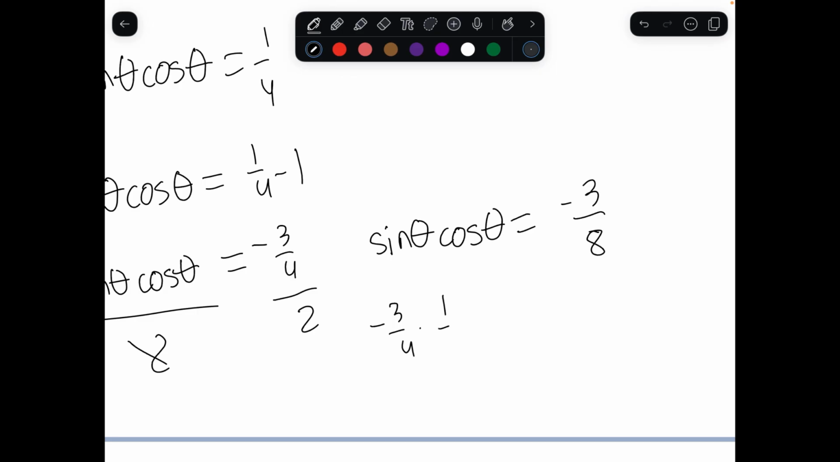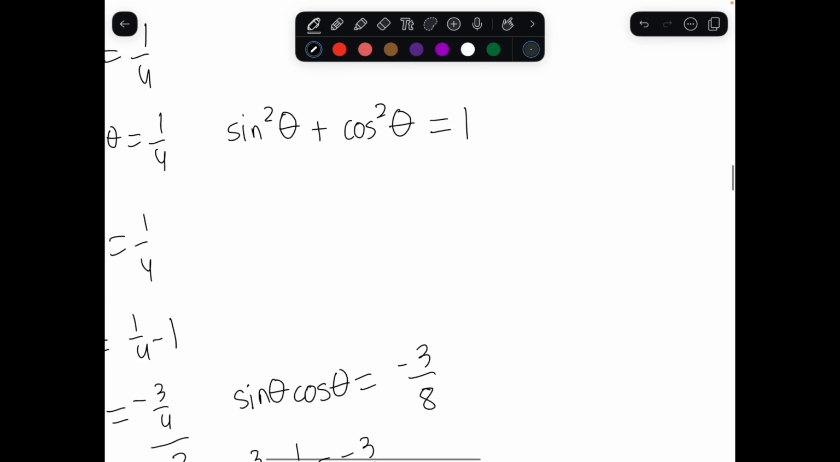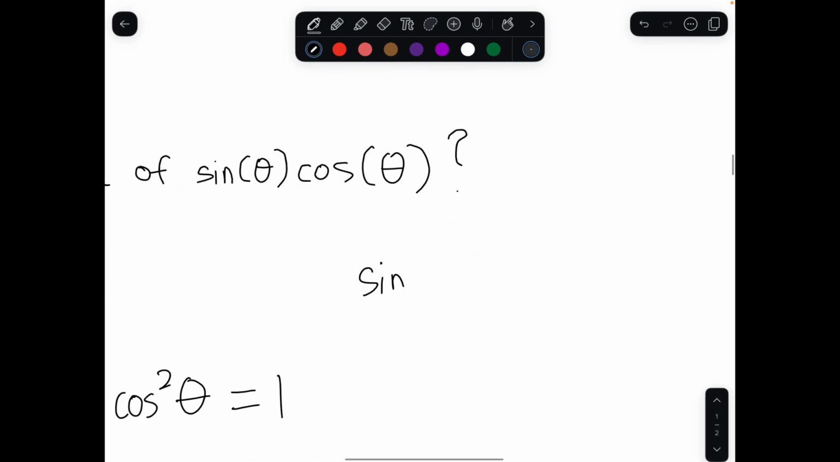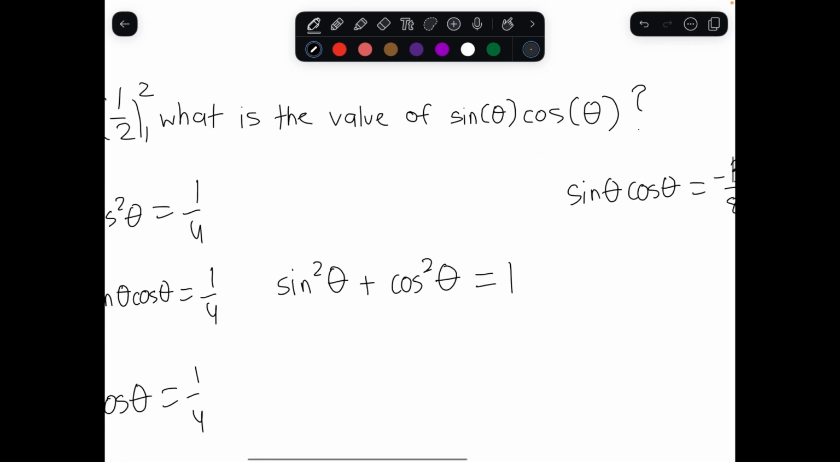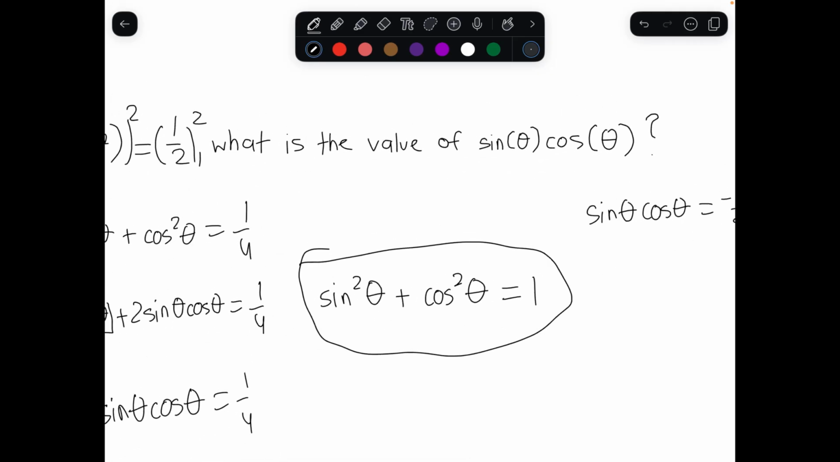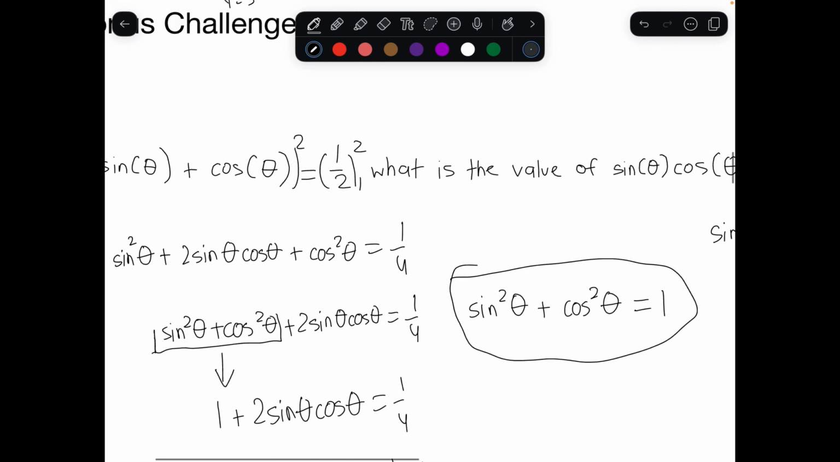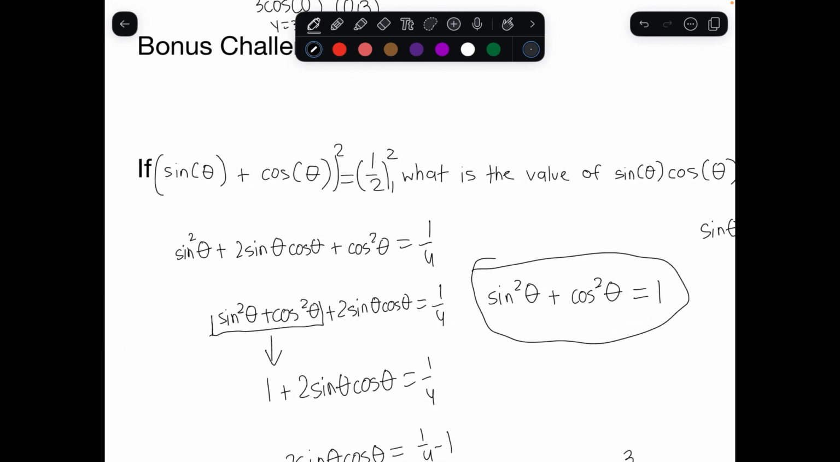Because -3/4 divided by 2, you're multiplying by the reciprocal of 2, which is 1/2, and you get -3/8. So sine theta cos theta would equal -3/8. And this identity really helps you to solve this bonus challenge question. And I think this is a good question.